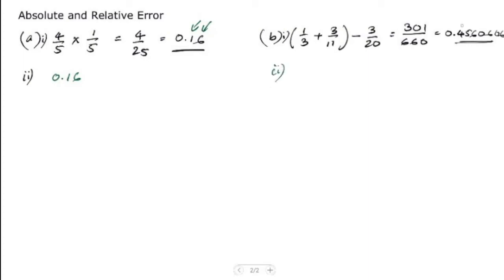Okay, and for this one here we have 1, 2, 3. So that's until where we'll work out. So we'll have here 0.456.